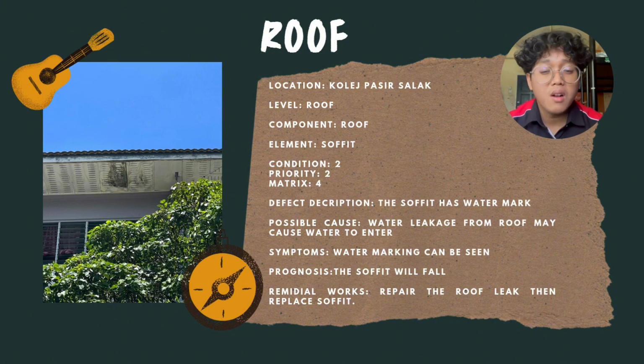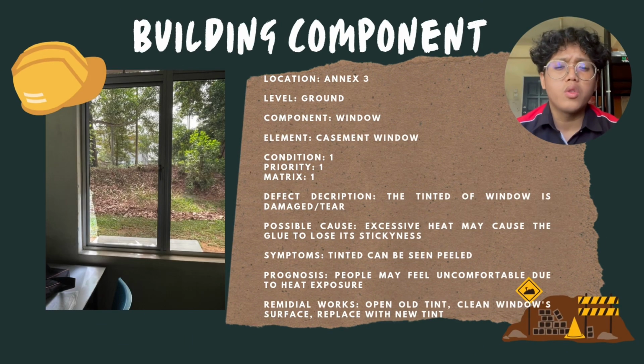The possible cause for this defect is water leakage from roof may cause water to enter. And the symptoms will be water marking can be seen. Prognosis is the soffit will fall, and the remedial work will be repair the roof leak, then replace soffit. Let's move on to building component.